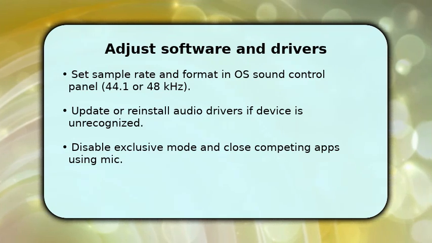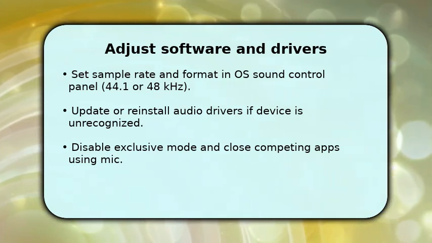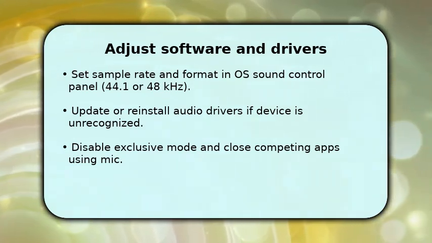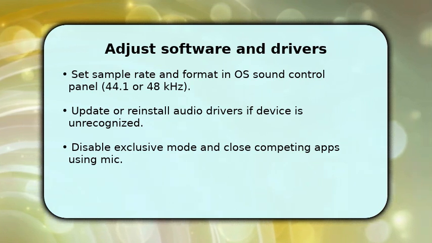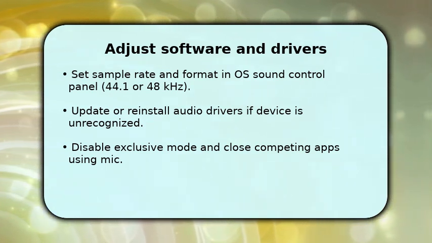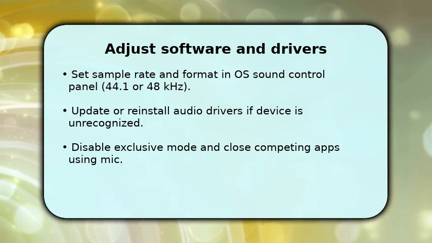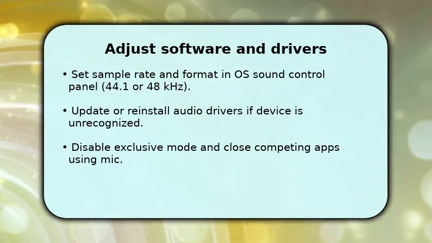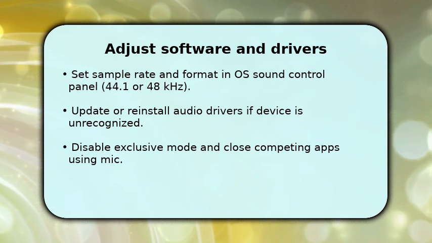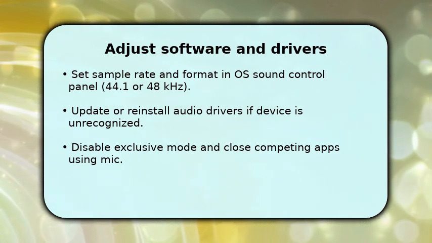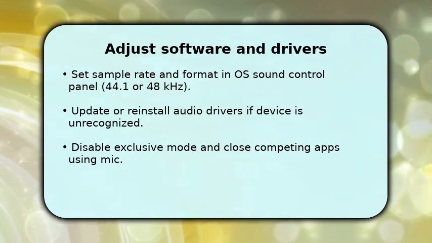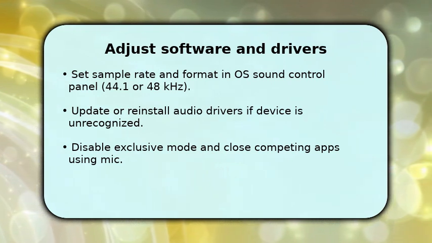Now handle software settings that commonly block clean audio. Open your OS sound control panel and set the microphone sample rate to 44.1 or 48 kHz. Mismatched formats create glitches. Disable exclusive mode so other apps don't lock the device, and close apps that might use the mic, like recording tools or other conferencing software.